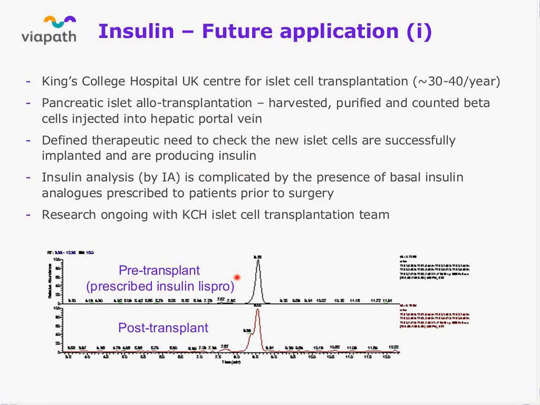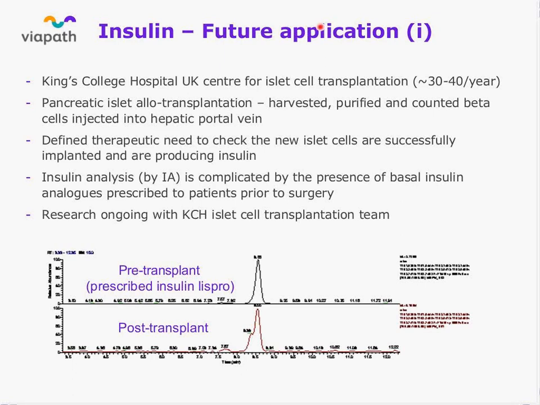Just to show you here, this is very preliminary work, but we had a patient who was given, of course, the awkward one, the Lispro, the Humalog one, so the isobaric insulin. In the top chromatogram here you can see the insulin that's been prescribed to the patient pre-transplant and post-transplant. You can just about see here a shoulder coming up.